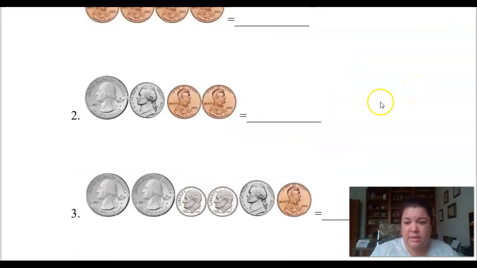Okay, let's look at the next one. Okay, you're going to figure this one out on your own. So we have 1, 1, and then 2 of this one. What is this one? What is this one? Okay, so I want you to pause the video and figure it out all on your own. Okay, so we have a quarter, a nickel, and 2 pennies.